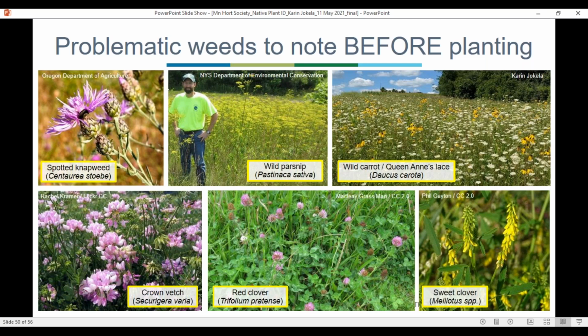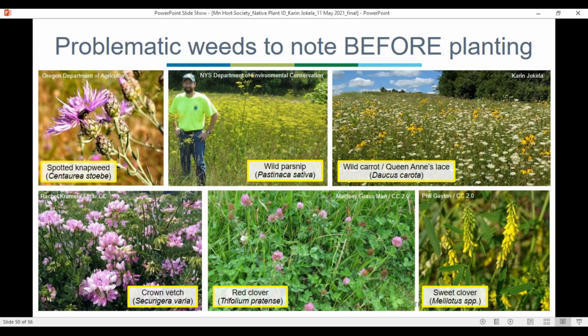Wild parsnip and wild carrot are both in the carrot family. They're biennial, so in theory should be somewhat easy to manage through mowing or something like that, but they create tons and tons of seed that I think can last in the soil for a long time.